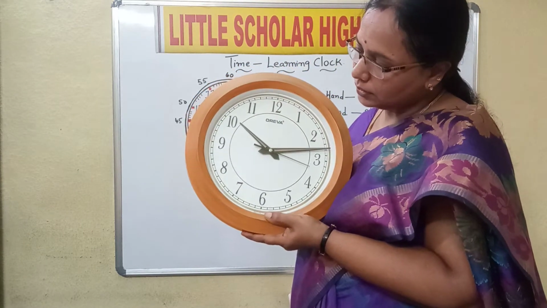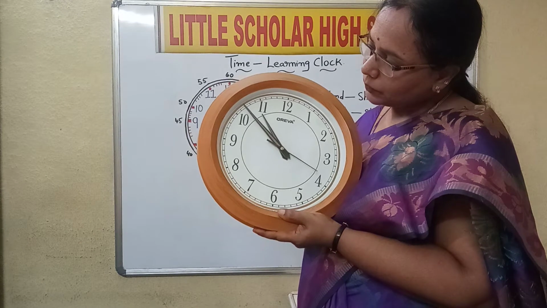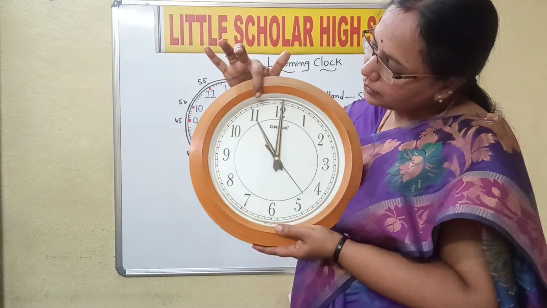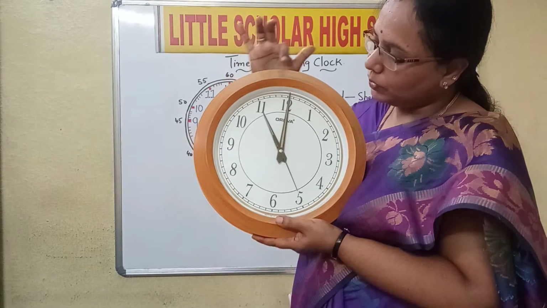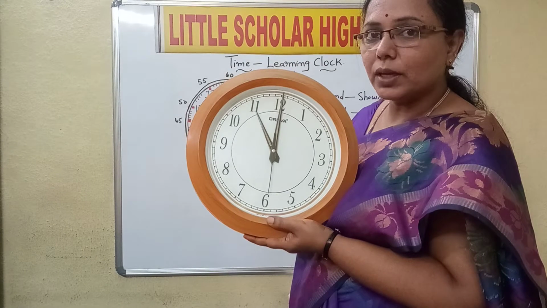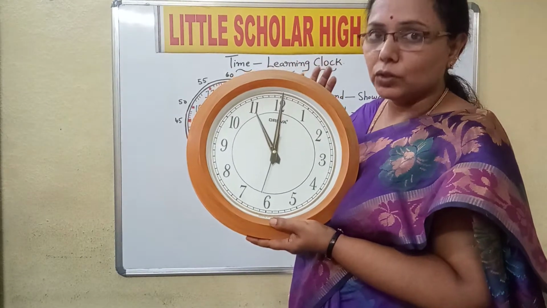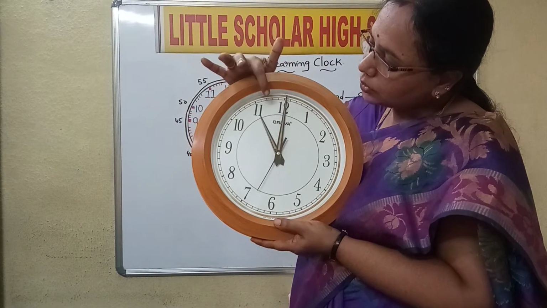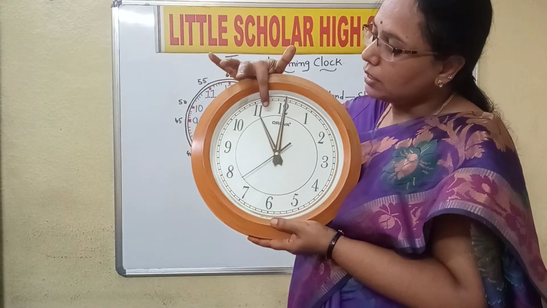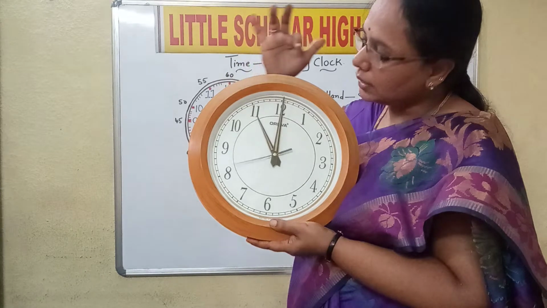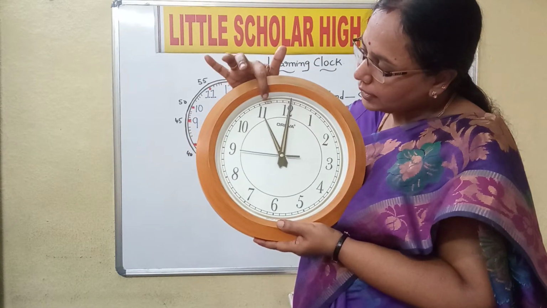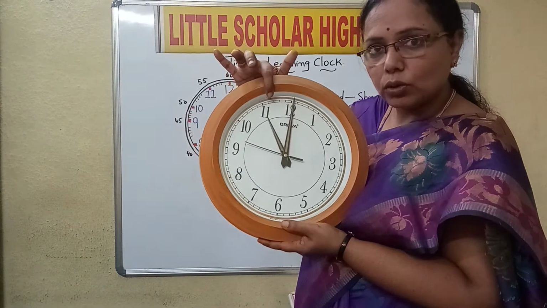Yes, now you see this. Now what is the time? Where is the small hand? It is on 11. And where is the big hand? It is on 12. So what is the time now? It is 11 o'clock, because the small hand will always show the hours and the big hand will show the minutes. The small hand is on 11. So it is 11 o'clock.